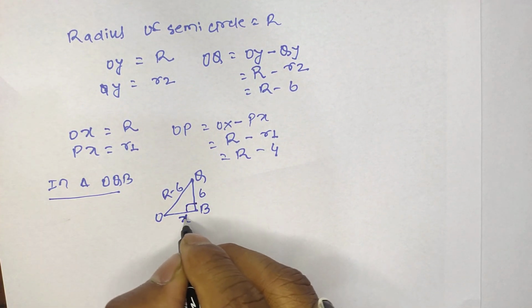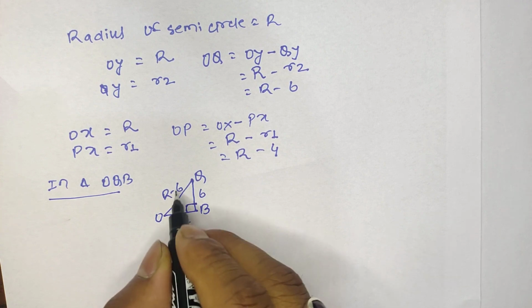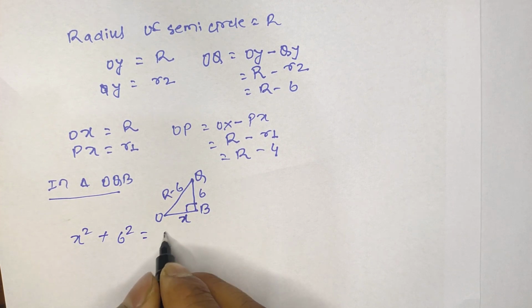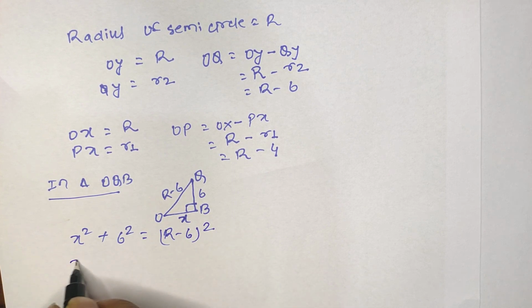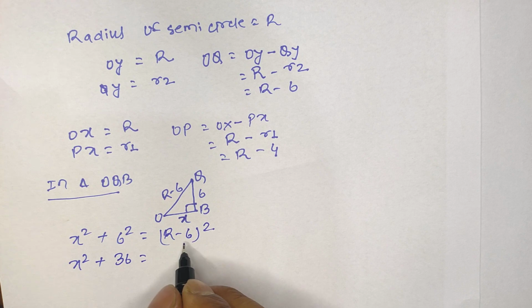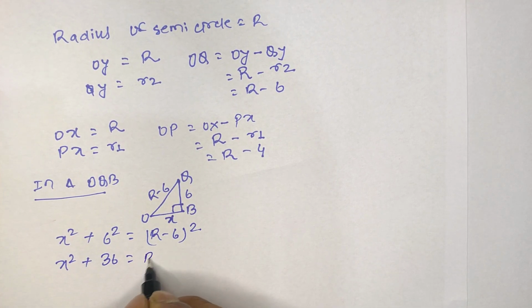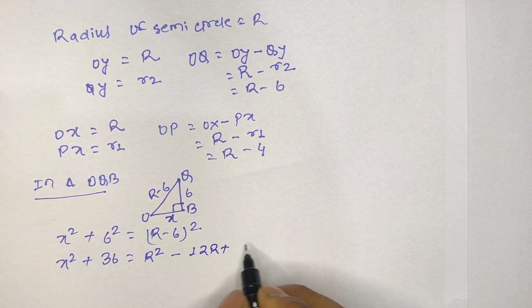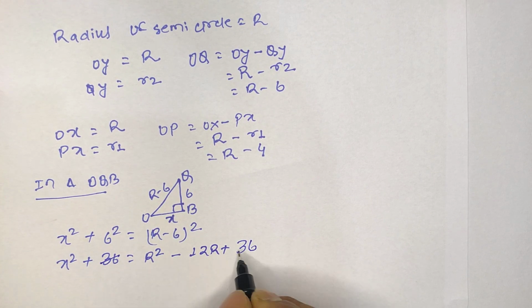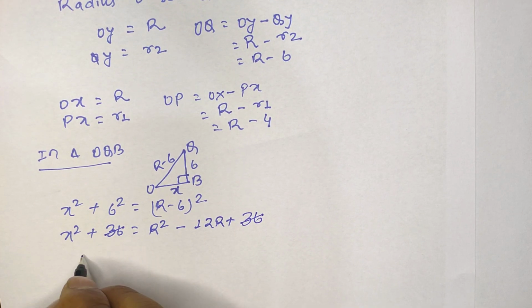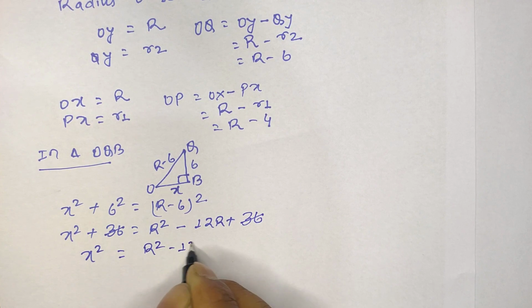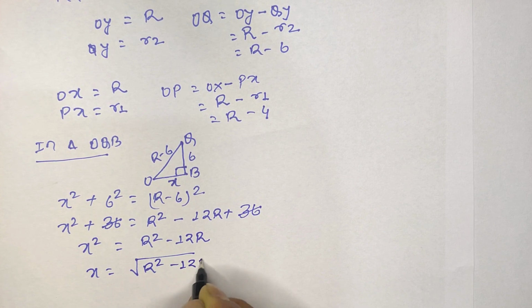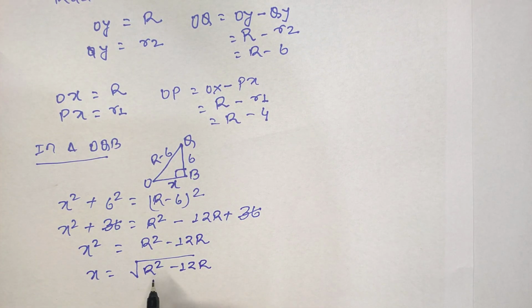So according to the Pythagoras theorem, the sum of this square plus this square is equal to the square of this value. So we can write x power 2 plus 6 power 2 is equal to (r minus 6) whole power 2. So x power 2 plus 36 equals this one in the form of (a minus b) whole power 2. You can apply that formula: a power 2 minus 2ab. So 2 times r times 6 is 12r, plus b power 2, that is 6 power 2, which is 36, and here we can cancel 36 and 36. So we have the value of x power 2 as r power 2 minus 12r, and we can also find x equals the square root of r power 2 minus 12r. So this is the value of x and x power 2.